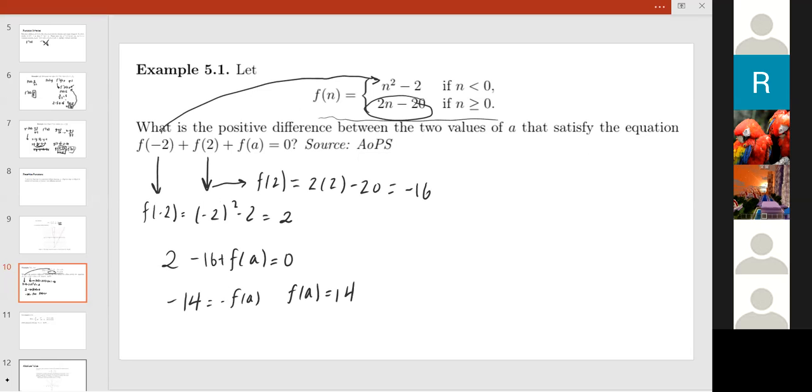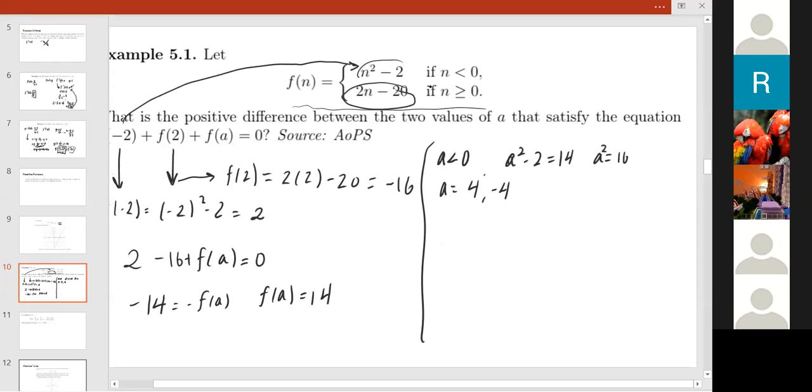So now we take cases. If a is less than 0, we have f of a is a squared minus 2. So we have a squared minus 2 is equal to negative 14, or a squared is equal to 16. This means a can be 4 or negative 4. But we started with a less than 0, which means that a cannot be 4.